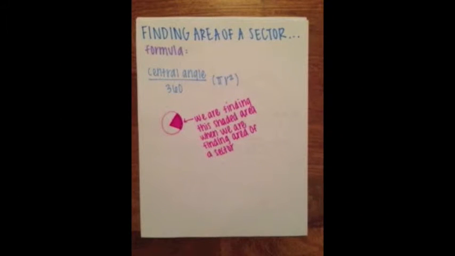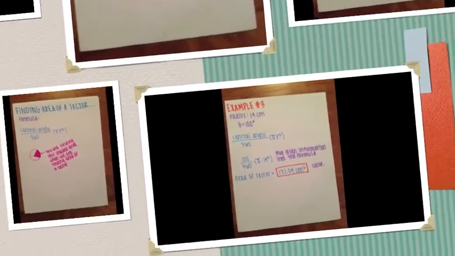Finding the area of a sector. This is the pink region shown here. The formula is central angle over 360 times pi r squared.